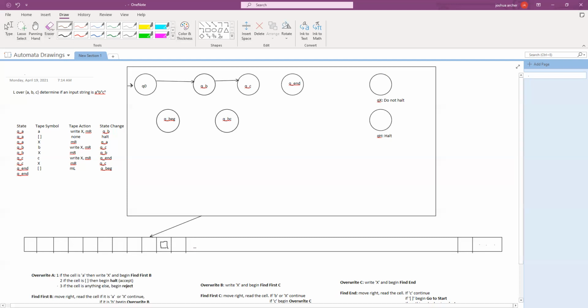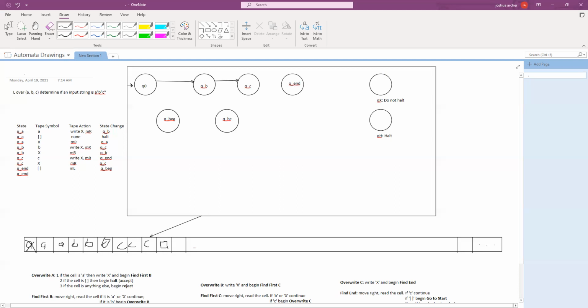So again, excuse my drawing here. So how many do we have? 1, 2, 3, 4, 5, 6, 7, 8, 9. All right. 3 A, B, B, B, C, C, C. All right. So I start out in QA. I'm looking for an A. I find an A. I write an X, and I move to the right.